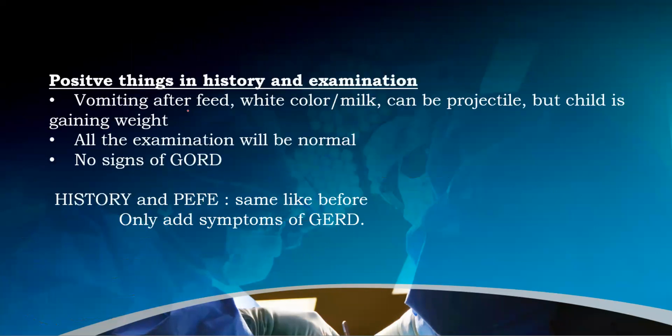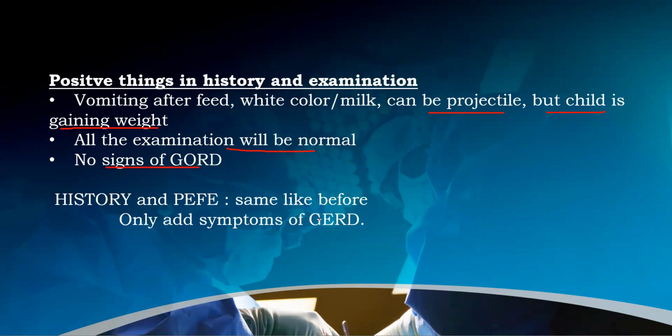So what could be the positive things in the history in gastroesophageal reflux? The child will have vomiting after feeding. The color of the vomit will be whitish. Sometimes it can even be projectile. Don't just diagnose it as pyloric stenosis if it is projectile. The main thing is that as long as the child is gaining weight, it's not pyloric stenosis. All the examination will be normal, with no other sign and symptom of gastroesophageal reflux disease.